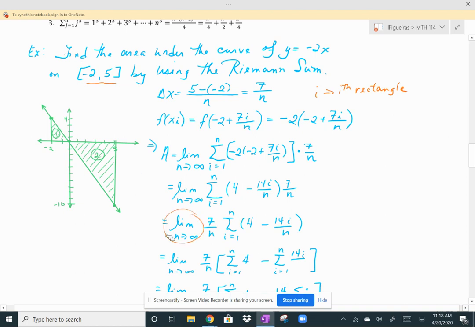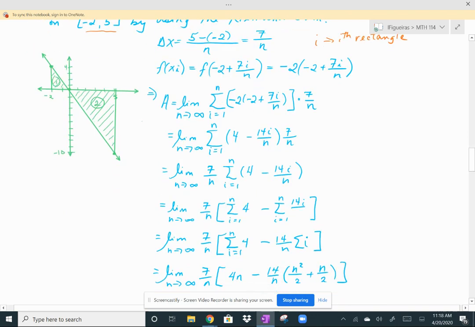So 7 over n will not change or get manipulated until we take this limit, and that's done at the very end. Okay, so in the next line, I'm going to separate this into two separate summations, which is what you see here. So I have the limit as n approaches infinity of 7 over n times the sum as i goes from 1 to n of 4 minus the sum as i goes from 1 to n of 14i over n. Okay, so another algebraic step is right here in this last summation. Again, the 14 and the n are not going to change as your sum changes, only the i is. So I'm going to factor that out as well in front of the summation. So I have 14 over n times the sum of i.